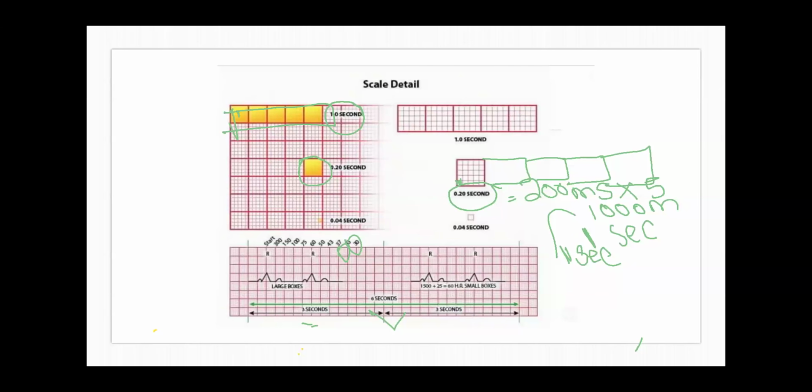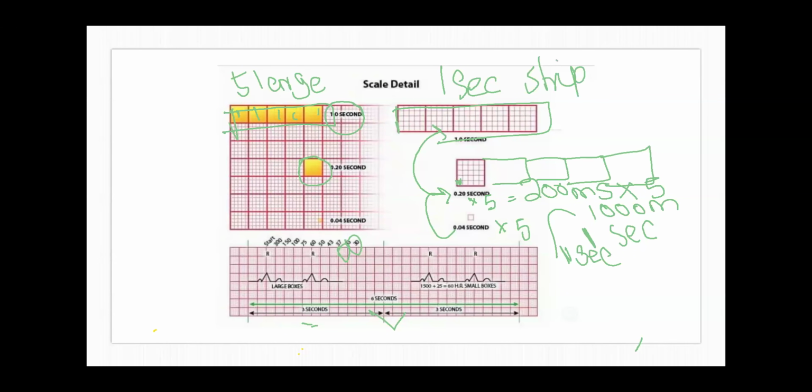So 1 second के अंदर कितने boxes आते हैं आपके? 5 large boxes आते हैं. Maybe this calculation seems difficult at this moment, but when you practice for your exam, you are going to use it. Okay, so get used to it. This is a very good picture which shows you that one small box is equal to 0.04 second. When you multiply 0.04 by the 5 small boxes, it will be equal to 0.2 second. And when you multiply 0.2 by 5, it will make a 1 second strip. So these 5 boxes are equal to a 1 second strip.